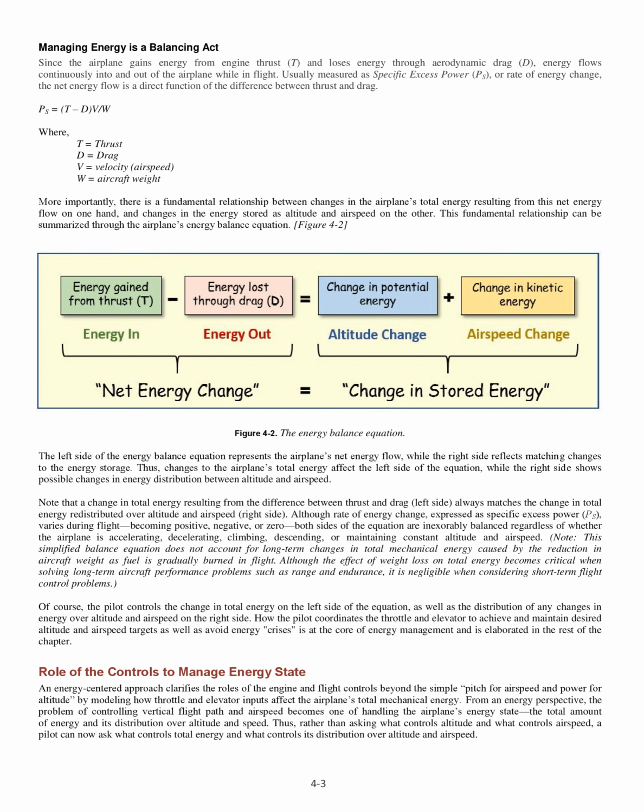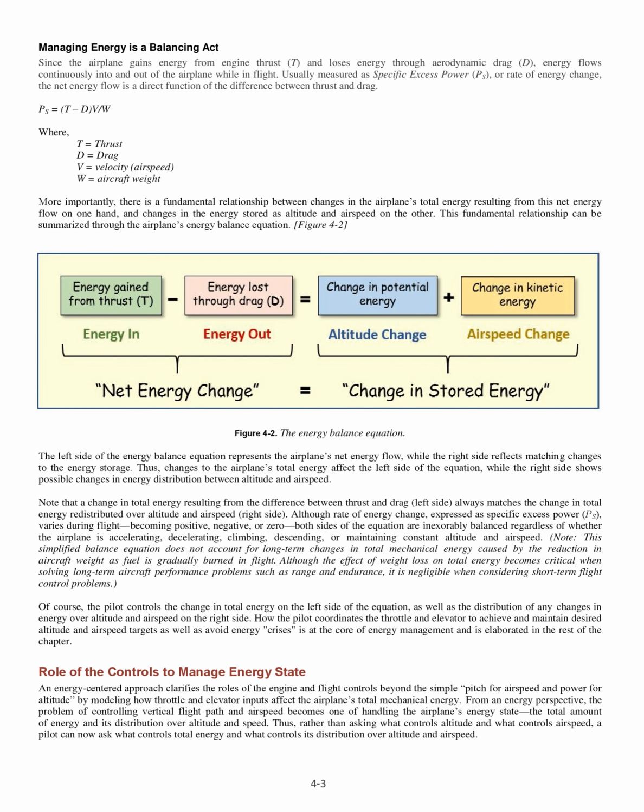Although rate of energy change, expressed as specific excess power, PS, varies during flight, becoming positive, negative, or zero, both sides of the equation are inexorably balanced regardless of whether the airplane is accelerating, decelerating, climbing, descending, or maintaining constant altitude and airspeed. Note, this simplified balance equation does not account for long-term changes in total mechanical energy caused by the reduction in aircraft weight as fuel is gradually burned in flight.